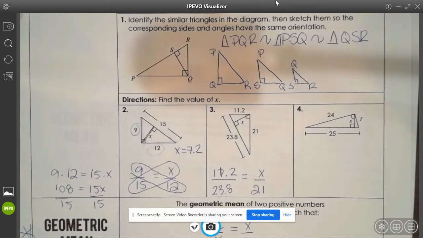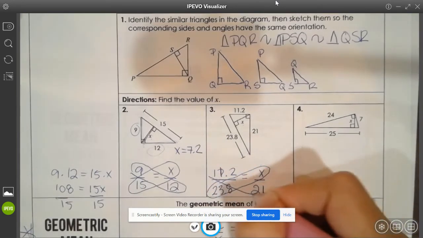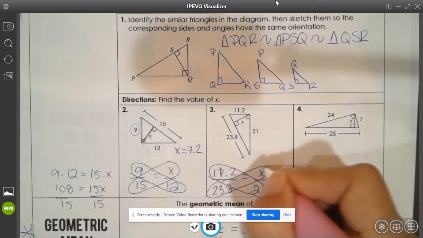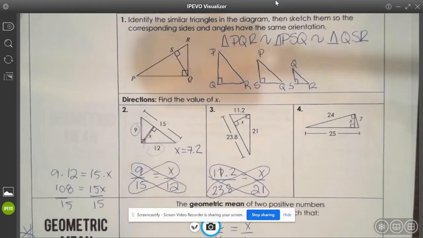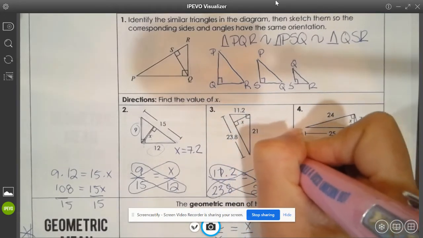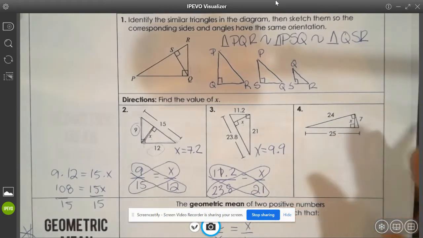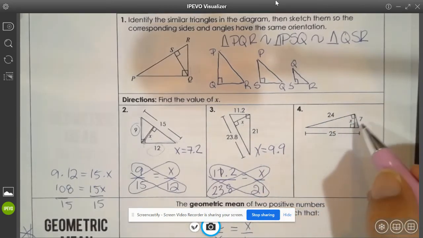So let's do that. Let's use the butterfly method. We're going to multiply the two numbers and divide by the one with the x. So that would be 11.2 times 21. I get 235.2 divided by 23.8. I get x equals 9.9. I'm going to use just one decimal point. All right, so next one here.